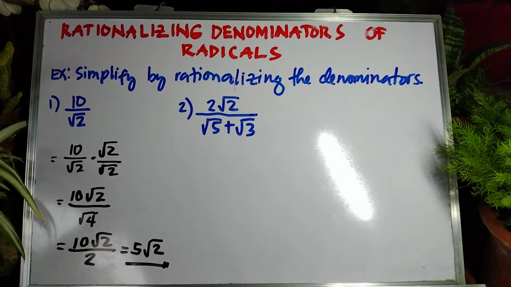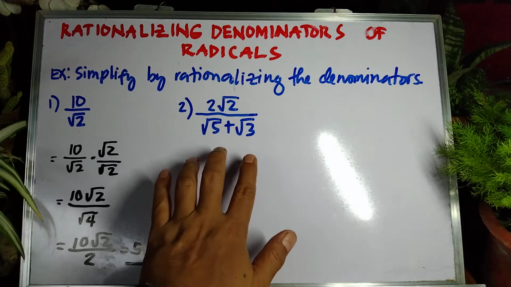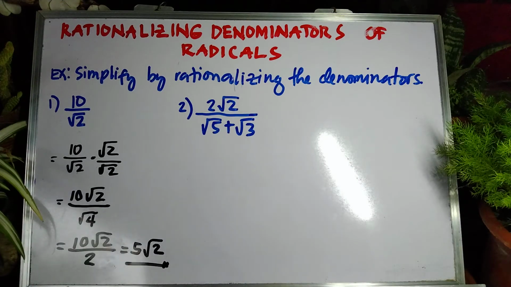How about number 2? You are given 2 square root of 2 over square root of 5 plus square root of 3. How can we rationalize the denominator? Meaning, we should no longer see any radical in the denominator. How do we do that?